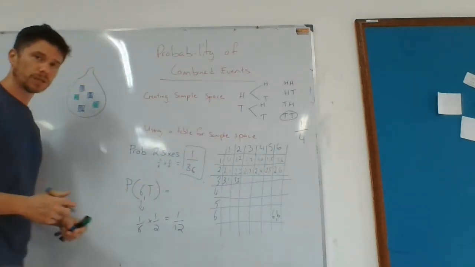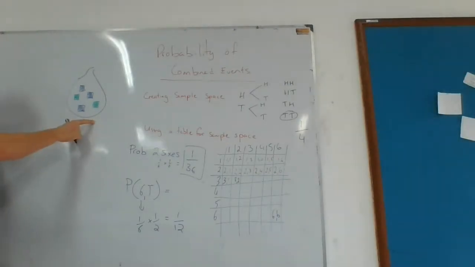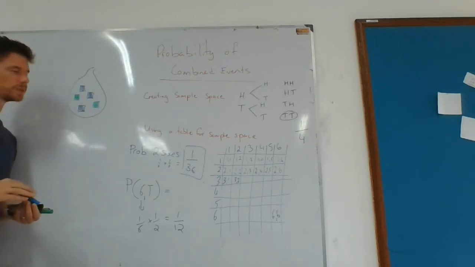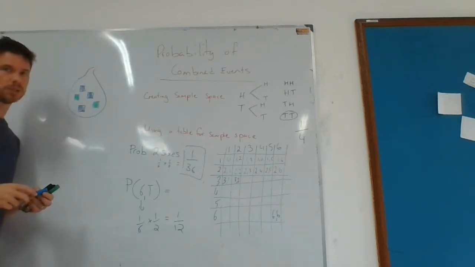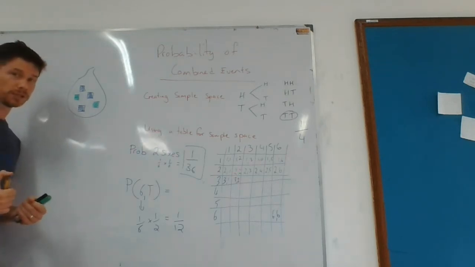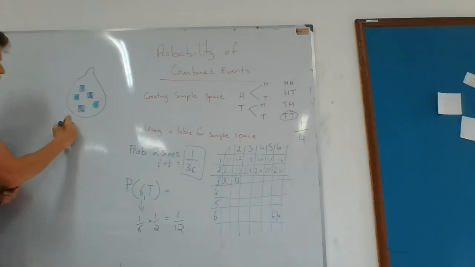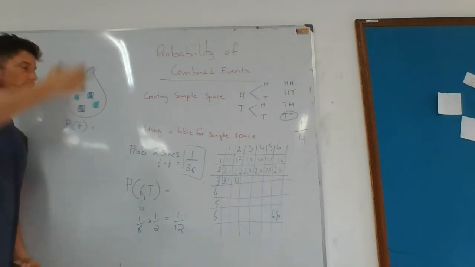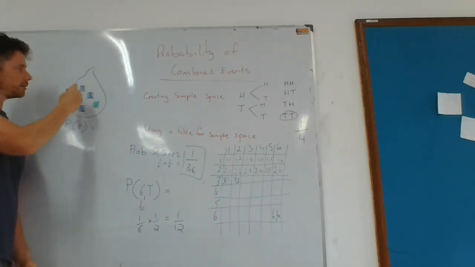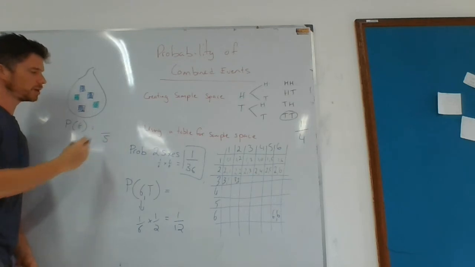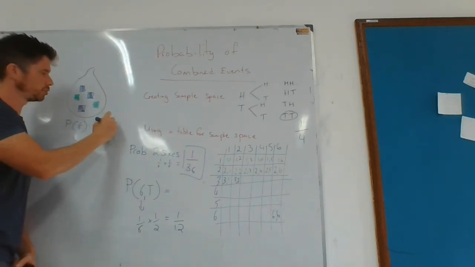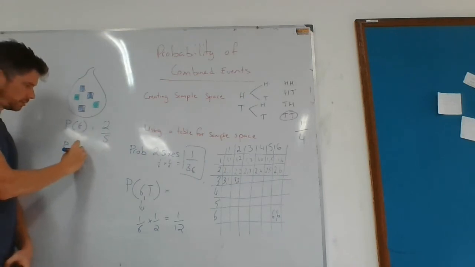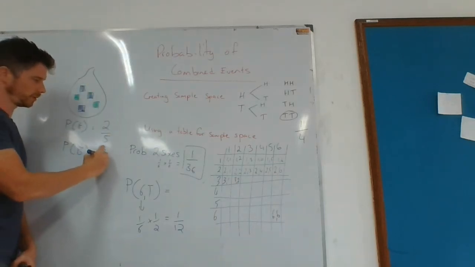All right. So to finish off with, we're going to look at some drawing out of a bag. So I've got a bag of cubes here, blue and green cubes. And what is the probability of picking a green cube? So that's probability of green. Well, how many chances? If I put my hand into this bag, there are 5 different possible outcomes. How many of them are green? 2. So 2 out of 5. Probability of blue would be 3 out of 5.